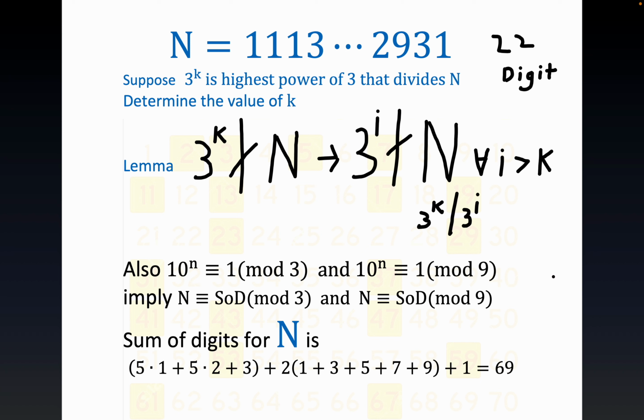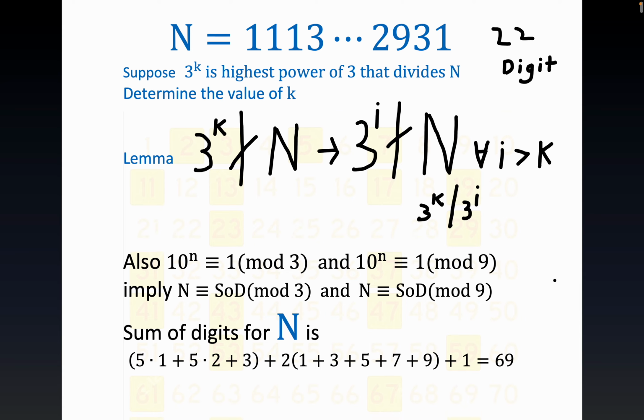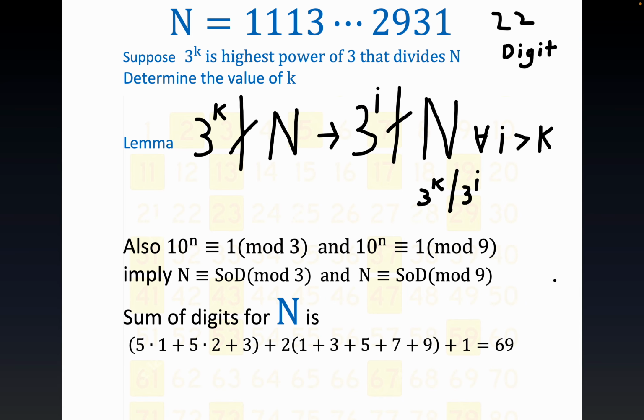Okay, now another important result right here is that these two congruences hold: any non-negative integer power of 10 is going to be congruent to 1 mod 3. For example, you could think of 10 squared, that's 100, minus 1 is 99, and 3 divides 99, right? And similarly, 10 to the n is congruent to 1 mod 9, okay? And again, we're interested in these moduli, 3 and 9, because they are powers of 3, right?